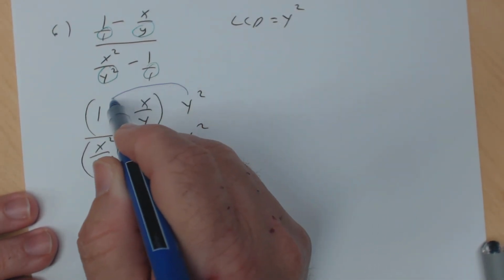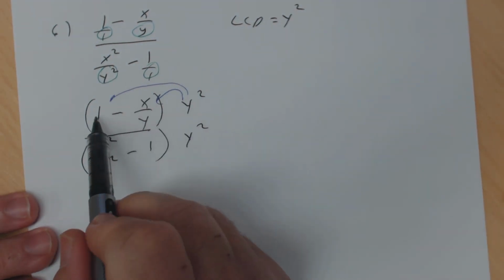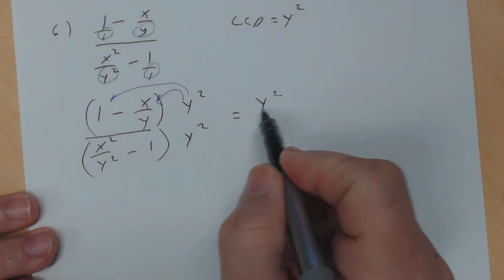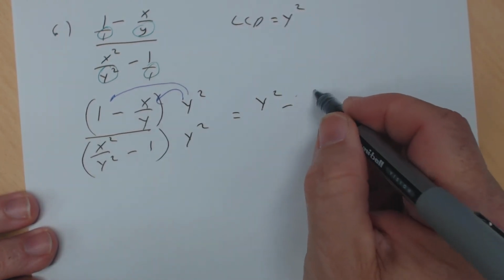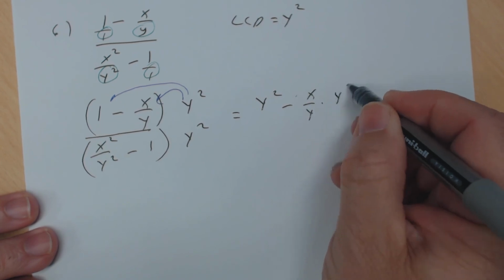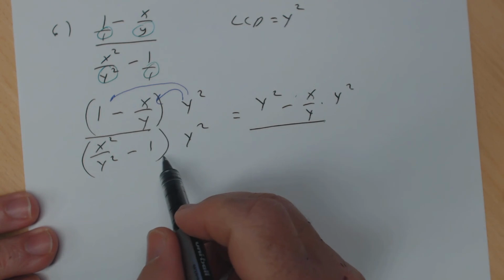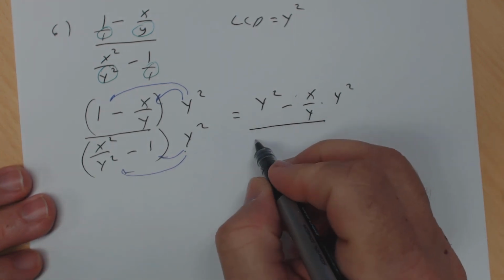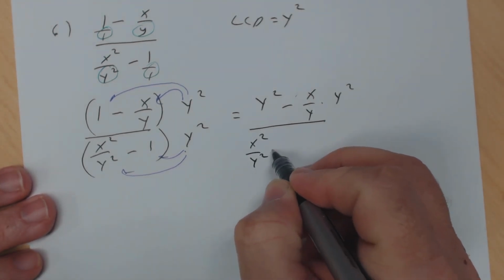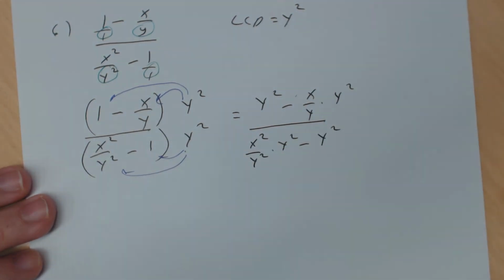So you get y squared times 1, and then minus x over y times y squared. So really what you have is this. 1 times y squared is y squared. Minus. Now if you can't do this part in your head, then write it out. You have x over y times y squared. Divided by, distributing, so I have x squared over y squared times y squared, minus 1 times y squared is y squared.